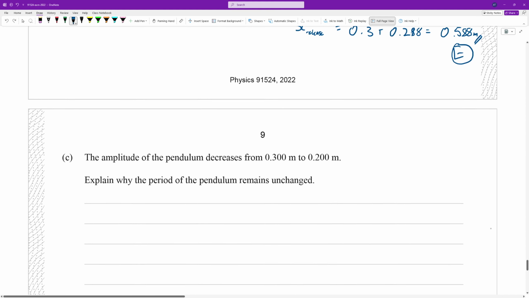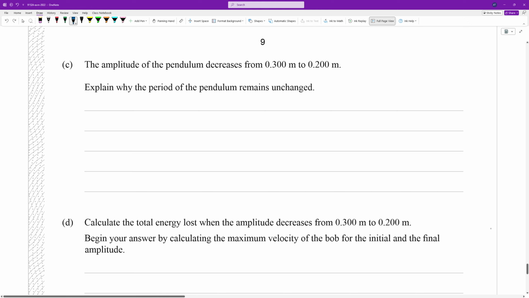Whew. All right. It's downhill from here. That was the hardest question, or sub-question. Part C, the amplitude decreases from 0.3 meters to 0.2 meters. So after a while of swinging, its amplitude started to decrease. Explain why the period remains unchanged.